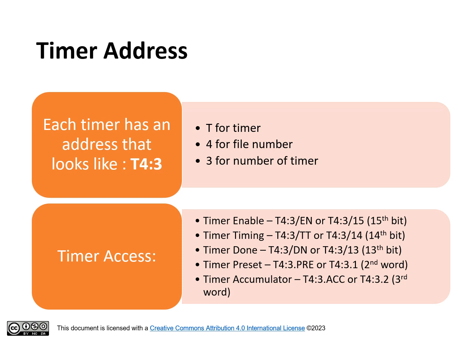Each timer has its address that resembles the following: T4:3. The T indicates that it is a timer. 4 indicates the file number. 3 indicates the timer number.